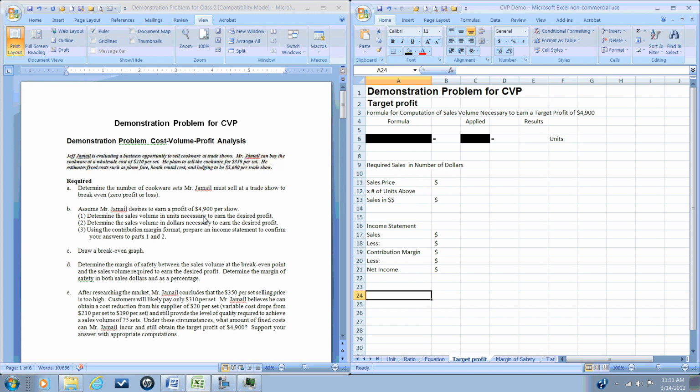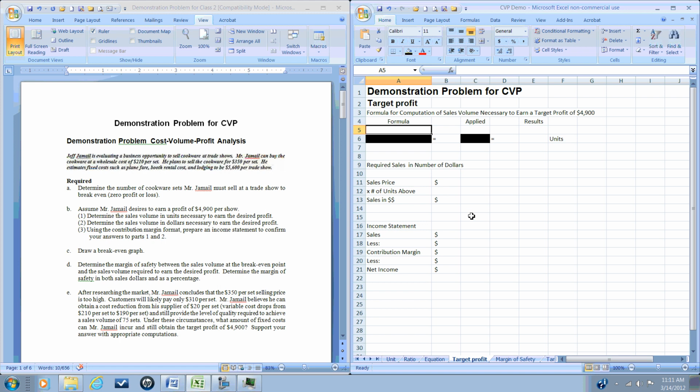So we're going to use CVP to determine how many units he has to sell to reach his desired profit. We can then take that to determine the sales dollars that he needs to make this profit. And we'll just confirm it using a contribution margin income statement.